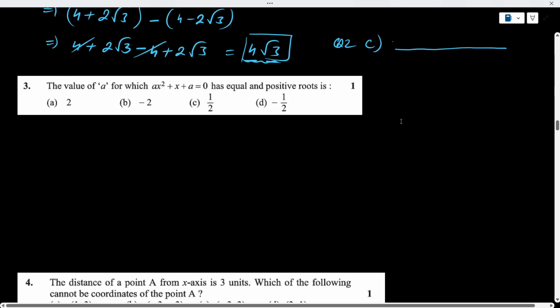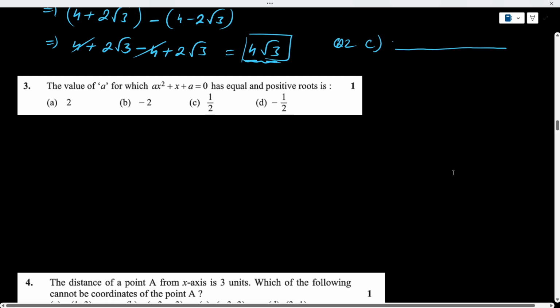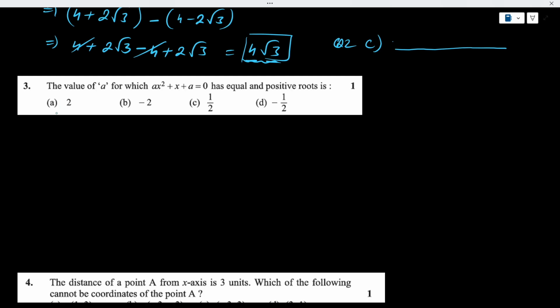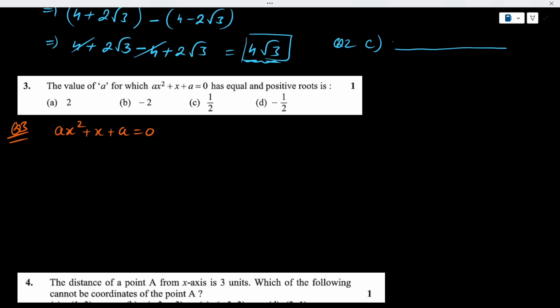If we take the third question, this is again an MCQ. It says the value of a for which the quadratic equation ax square plus x plus a equals 0 has equal and positive roots. This is question number 3. What is the meaning of equal roots?